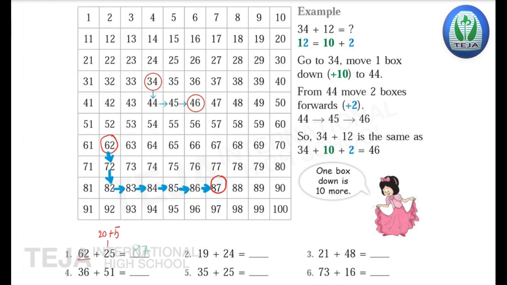The second question is 19 plus 24. So 19 we will circle here in the box where it is. Here 19 is there, so circle 19. Now 24. What is there in the tens place, children? 2 is there in the tens place, so 20 plus 4 in the ones place. So 24. How many boxes do we have to come down?